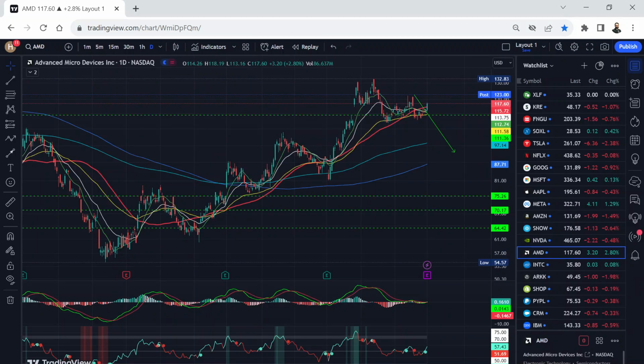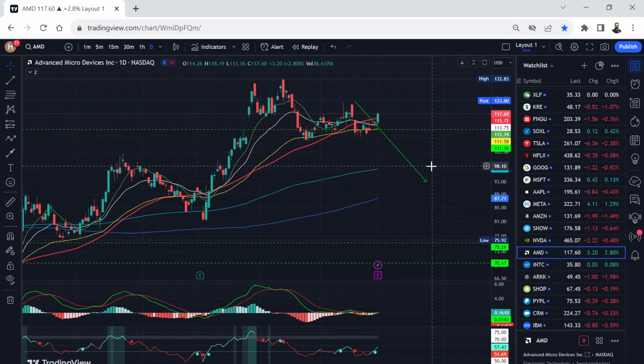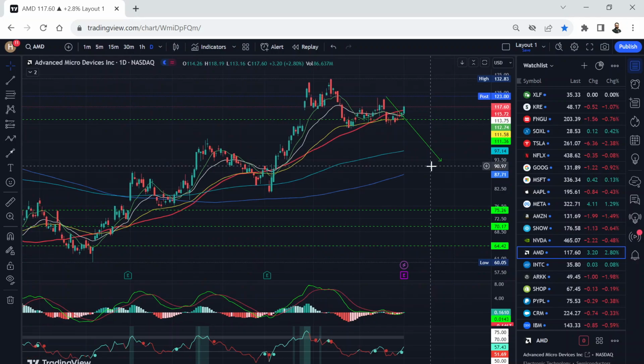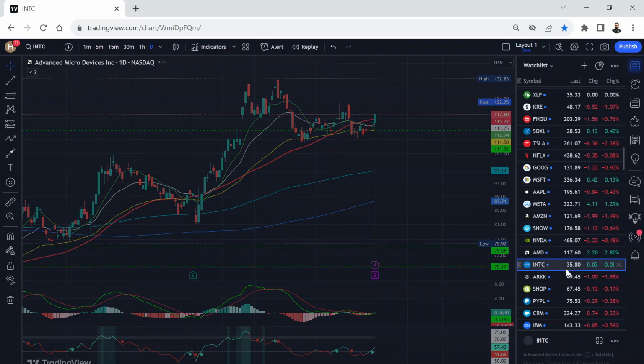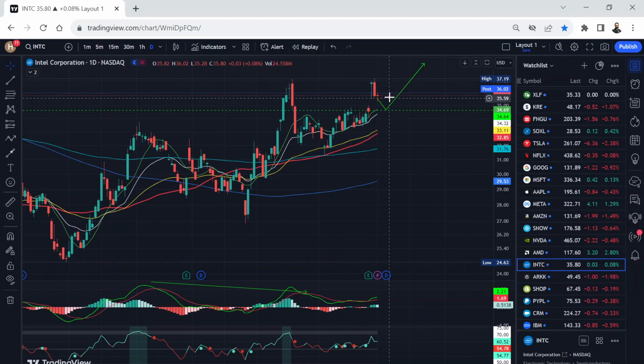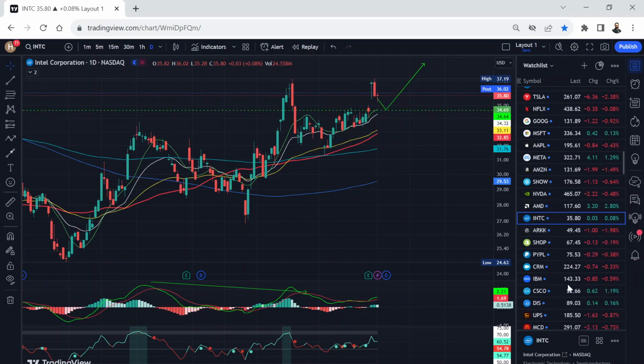AMD now almost 4.6% up, so we'll see. I don't see any divergences, so we can delete this. We'll see how earnings go. If it gaps up, it could come to fill this gap, so we'll see how that happens tomorrow. Intel looks like it wants to fill this earnings gap before it goes higher.